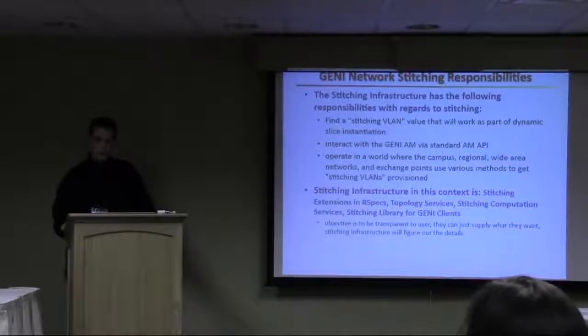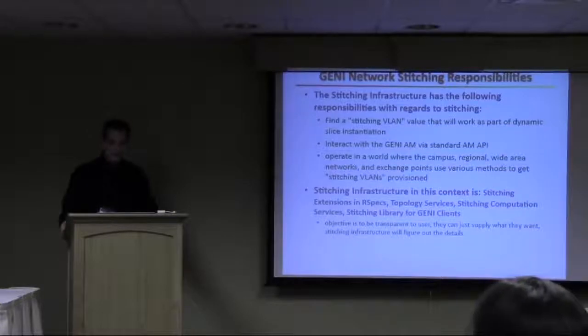So when I talk about the stitching infrastructure, I'm really talking about a couple of things, and I'll talk in more detail about the actual architecture. It's basically the extensions to the RSpecs, the topology services, a computation service, and then a stitching library that goes in GENI clients like Omni. And we want to be very transparent to the user.